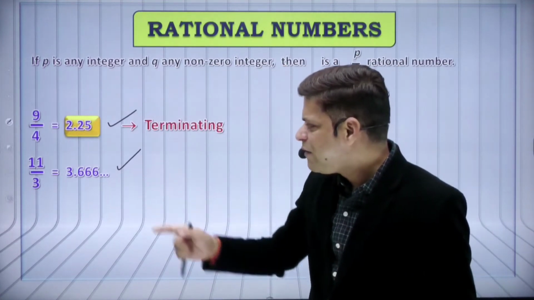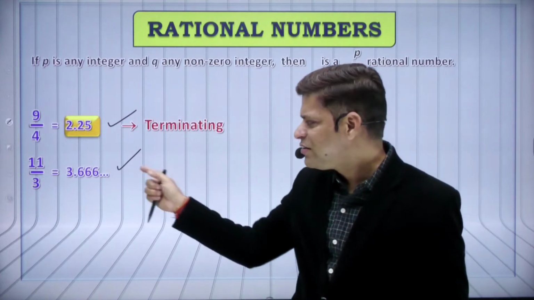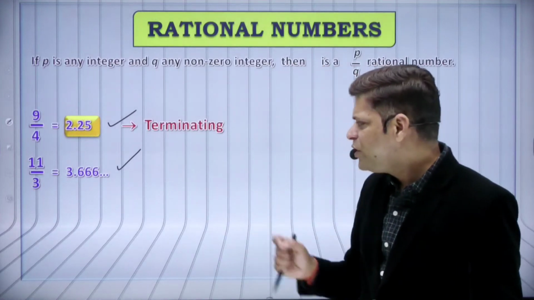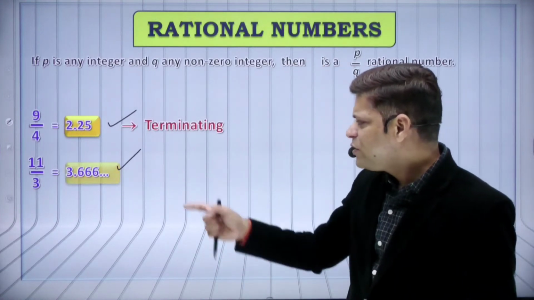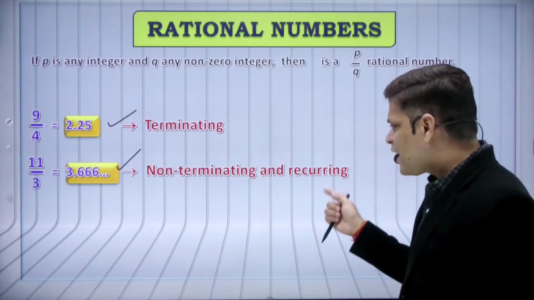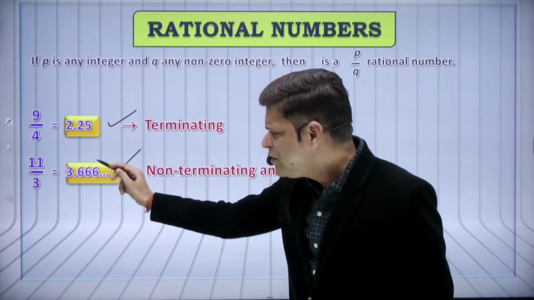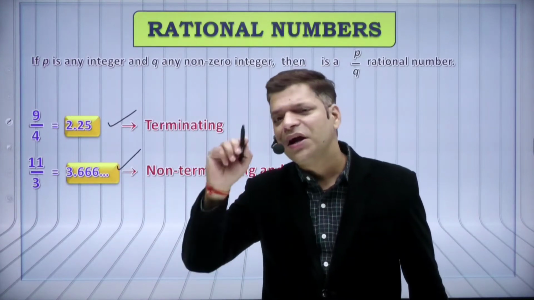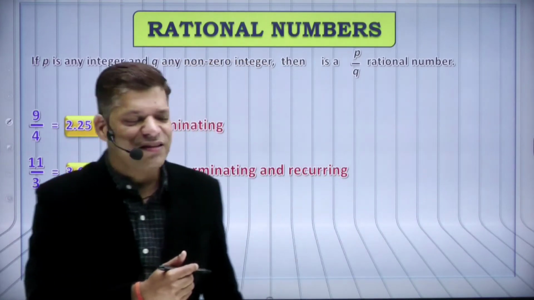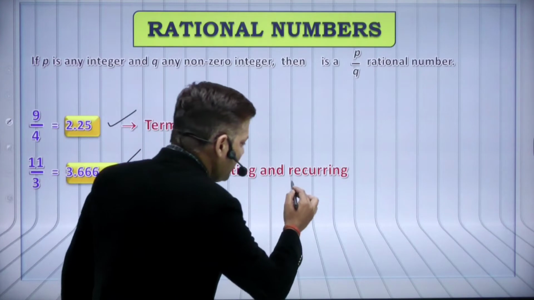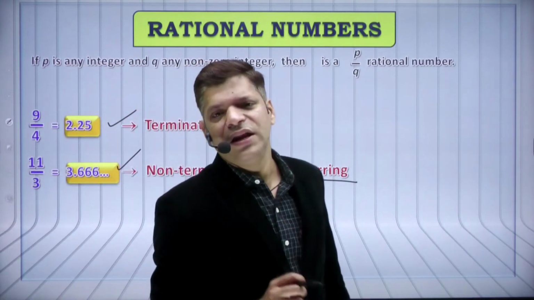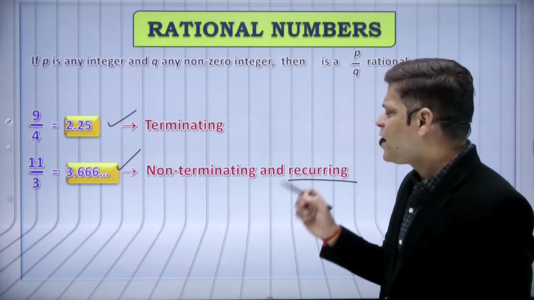But the next, 11 over 3, that is 3.666, after the decimal the number 6 is going to repeat up to infinity. So what about this type of number? This is called non-terminating and recurring, because after the decimal 6 is going to repeat up to infinity, because the number 6 is repeating after the decimal, so that's why we can say recurring. So this type of rational numbers are called non-terminating and recurring rational numbers.